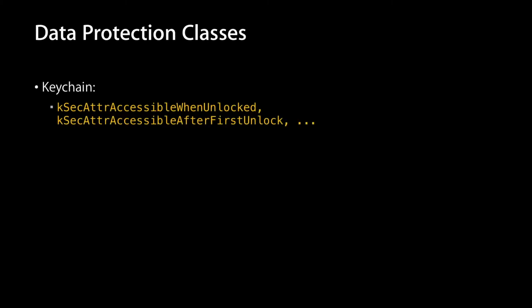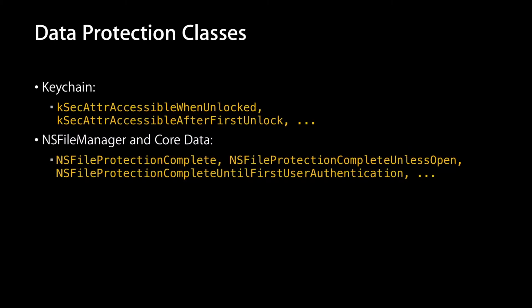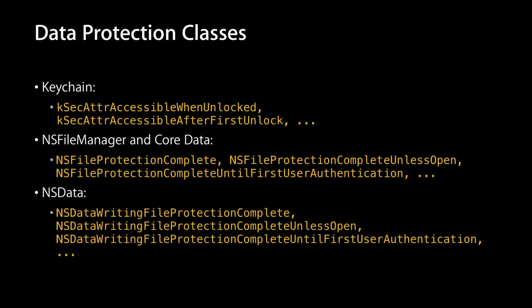Here I'll just list the data protection classes, first for the keychain, then for the file manager and Core Data, NSData, and we actually have some for SQLite as well. And it boils down to this. Use the strongest protection class that's accessible when unlocked for the keychain and protection complete for files. Use the strongest protection class wherever you can.